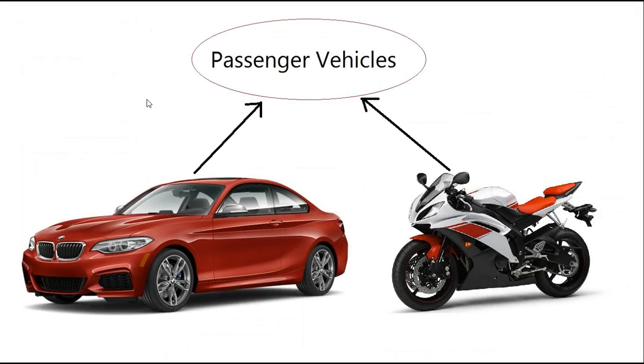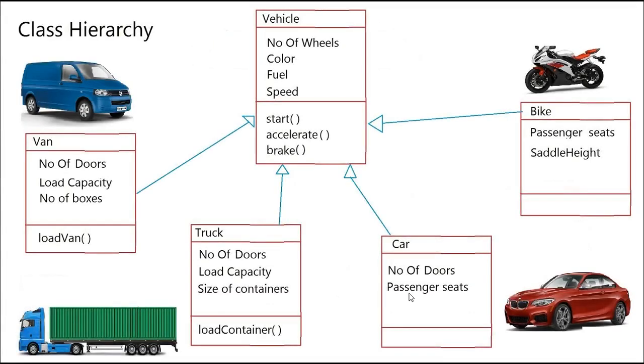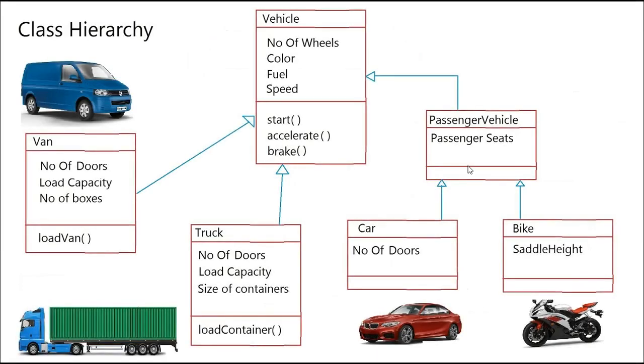Here we have some more inheritance opportunities. Car and bike are passenger vehicles. And look, they have one common characteristic, passenger seats. So we will add another class here, passenger vehicle, which will be a subclass of vehicle and superclass for car and bike. And it will have one property, passenger seats.